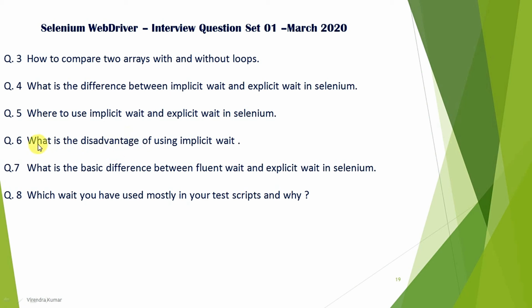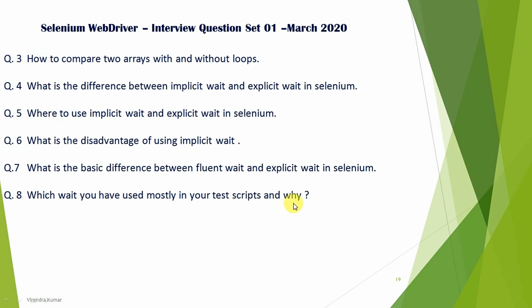Okay, then what is the disadvantage of using the implicit wait? Then you say, okay, I have used the implicit wait and I don't know about the explicit wait. Then he will ask what the disadvantages and limitations of the implicit wait are in your test script. You should know the disadvantage of using the implicit wait. Then, what is the basic difference between the fluent wait and the explicit wait in Selenium? You should know the basic difference. And which wait have you used mostly in your test script, and why?